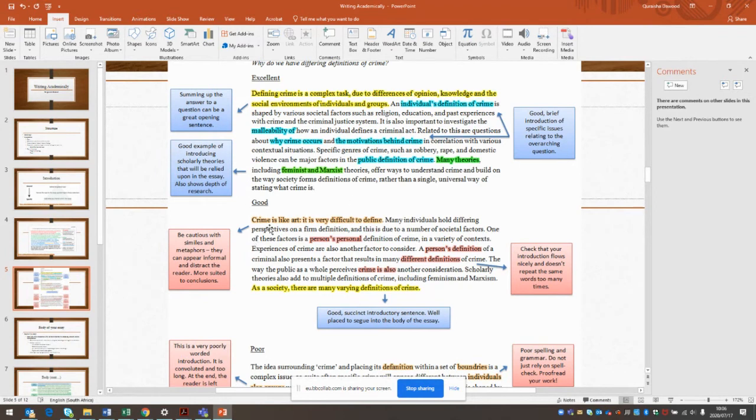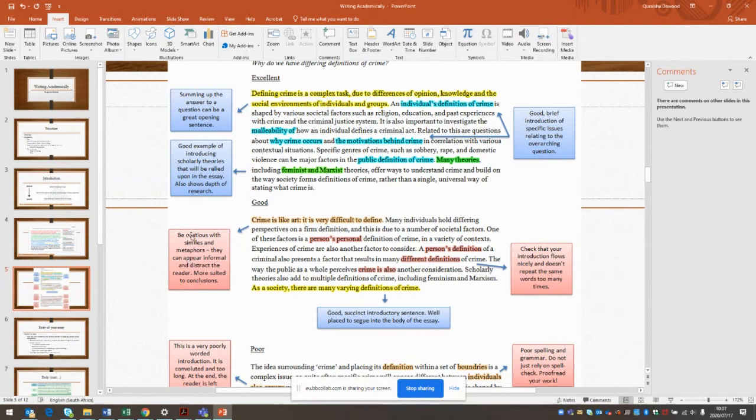An introduction that would get a good or a fair mark would be this one here. This person has started off with crime is like art. It is very difficult to define. Yes, it's difficult to define. Perhaps don't start off your essay with a simile or a metaphor. Okay, it's very abstract and it's more suited to a summing up or a conclusion. Okay, we want to get straight into this with taking on a scholarly perspective, not an arty one.